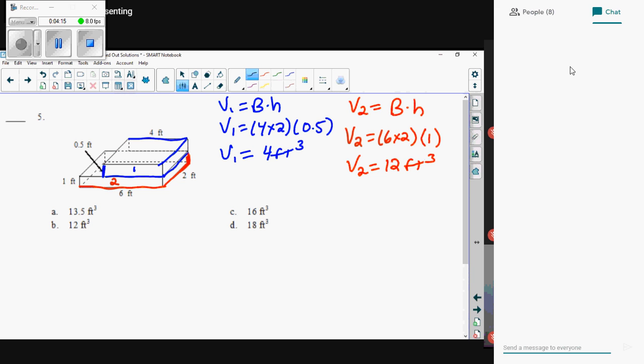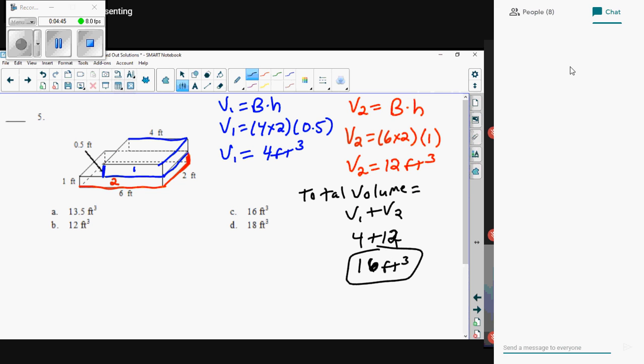And then to find the total volume, we're just adding those two together. So usually I like for you guys to write something like this: the total volume is going to be equal to volume 1 plus volume 2. So that's going to be 4 plus 12, and that's going to be 16, and those are cubic feet for problem number 5. All right?